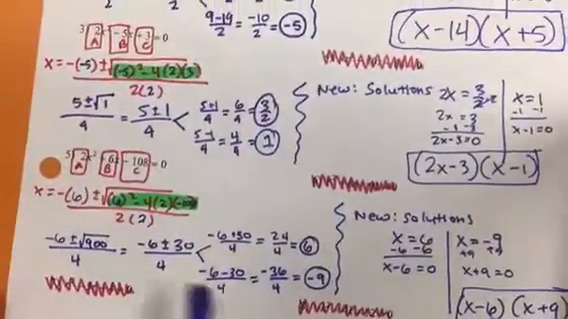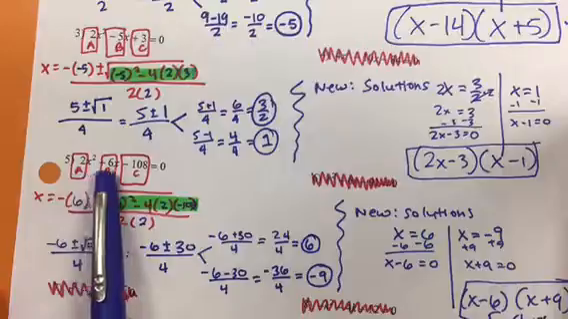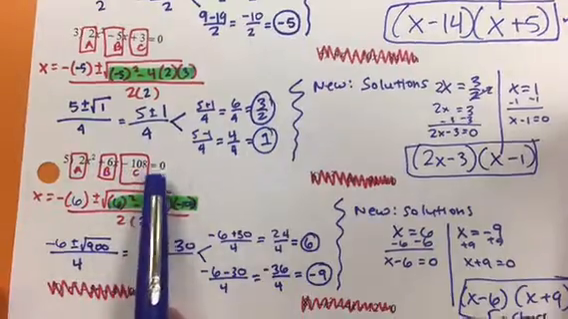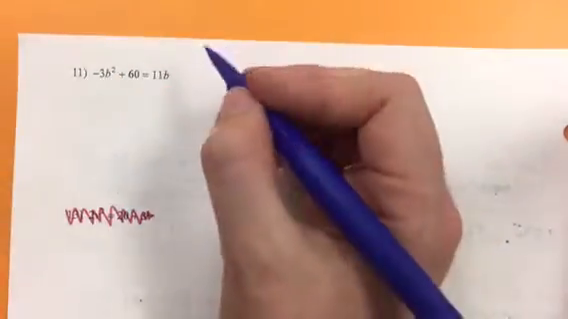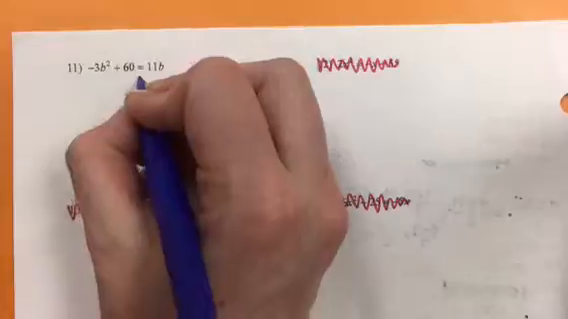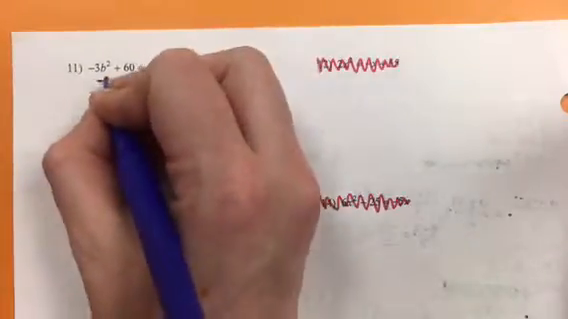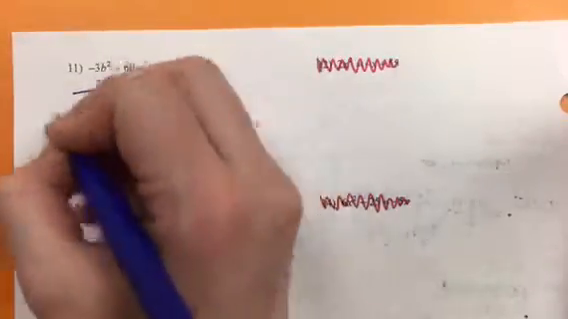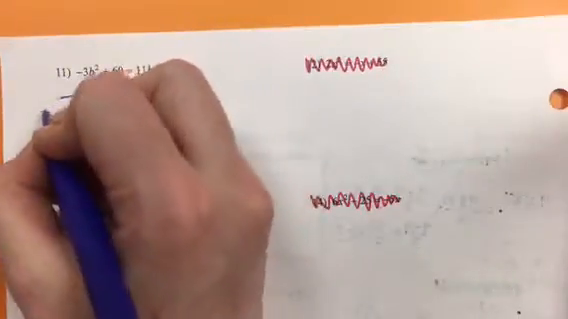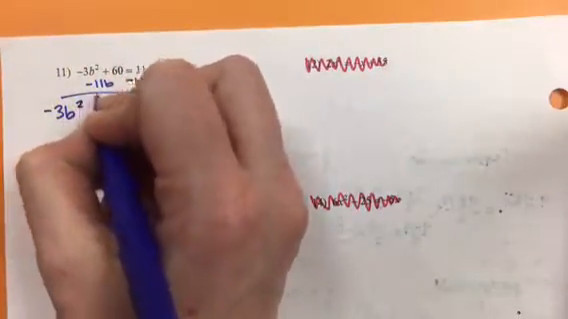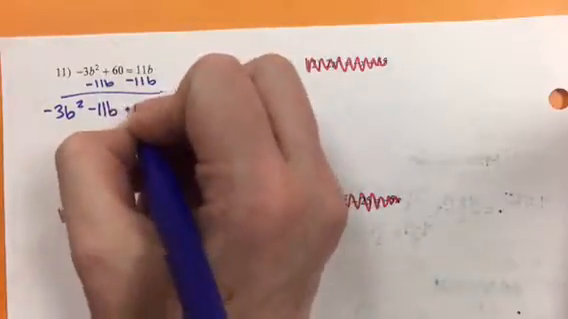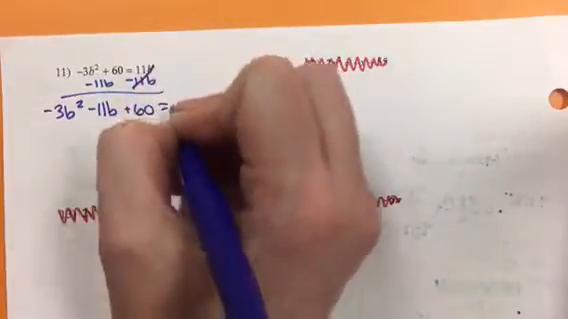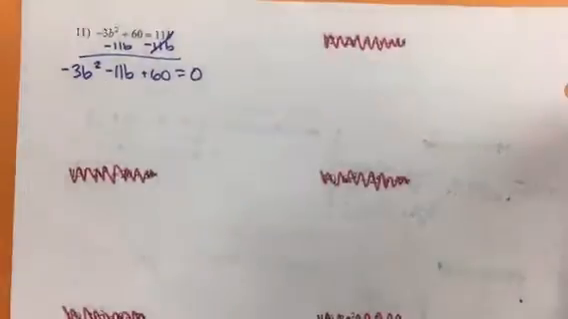Alright, in these cases, our quadratic was in standard form from the beginning. They equaled 0. On the next set, we have a situation where they are not all on the same side. So we need to go through and move this 11b over so that it's in standard form. So we would have negative 3b squared minus 11b plus 60 equals, those canceled out, 0.